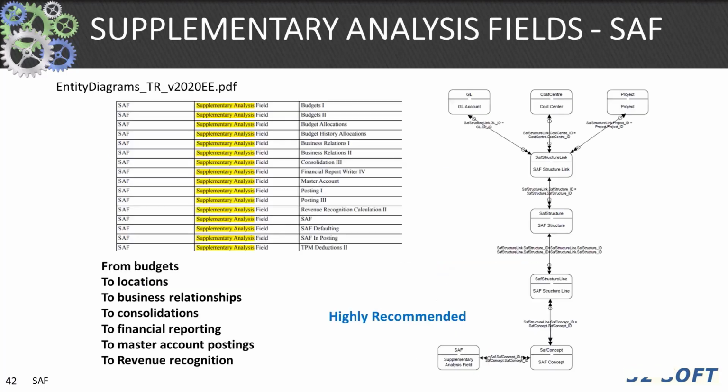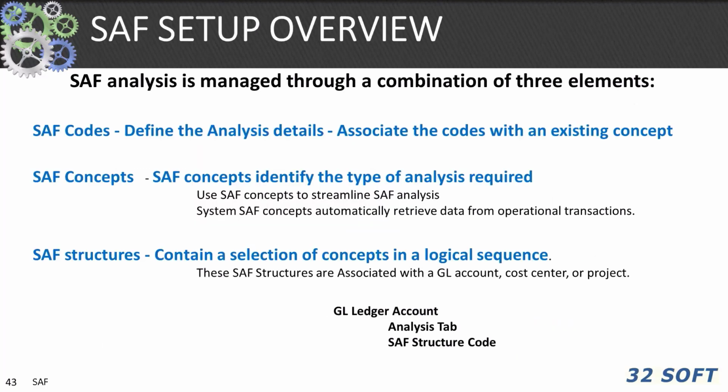One of the most difficult things about supplementary analysis fields is to get your head around all of the places and tables that SAF codes cover. From budgets to locations to business relationships to consolidations, financial reporting, and master account postings, even into revenue recognition. We would recommend a thorough understanding of the entity diagrams for SAF codes. Let's discuss a little regarding the setup of SAF codes.